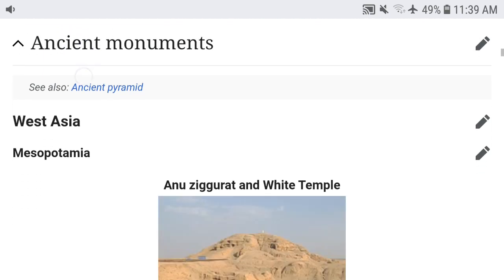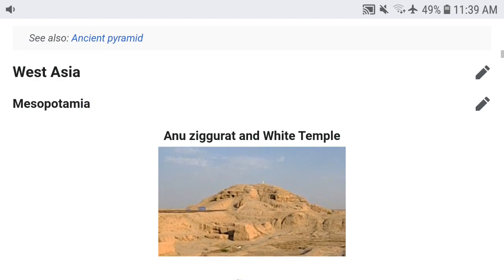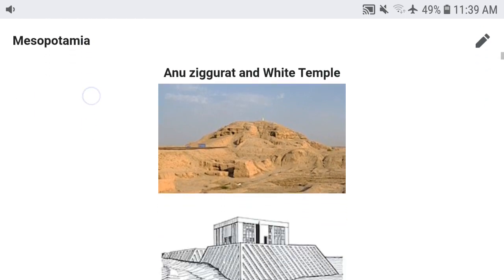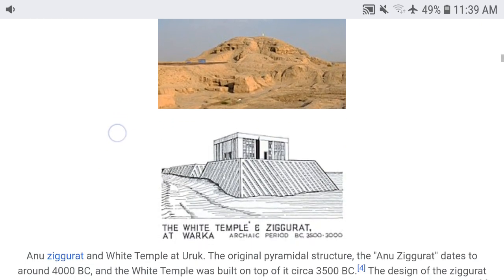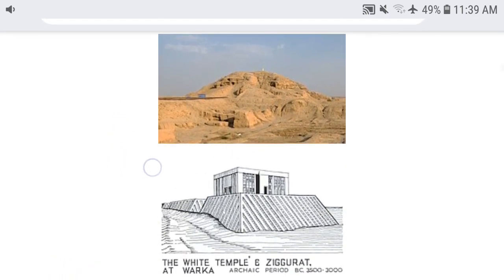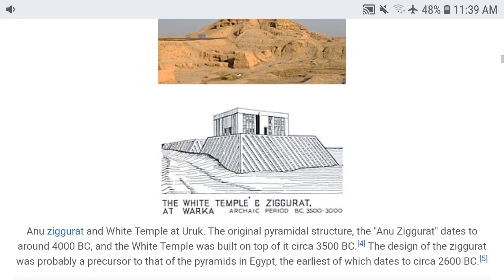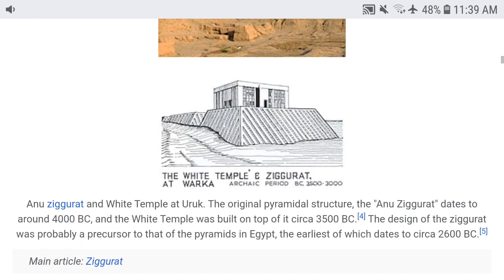Okay, ancient monuments, West Asia, Mesopotamia, Anu Ziggurat, and White Temple. The White Temple of Ziggurat. Oh, this is what it's supposed to look like. Anu Ziggurat and White Temple at Uruk.